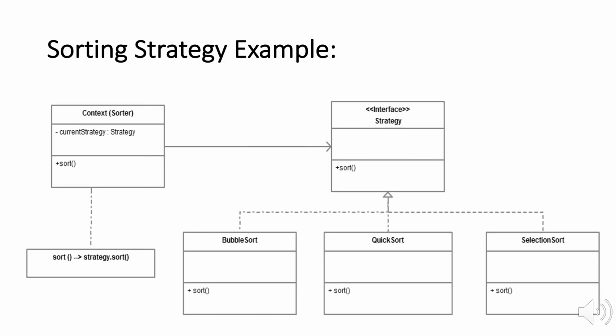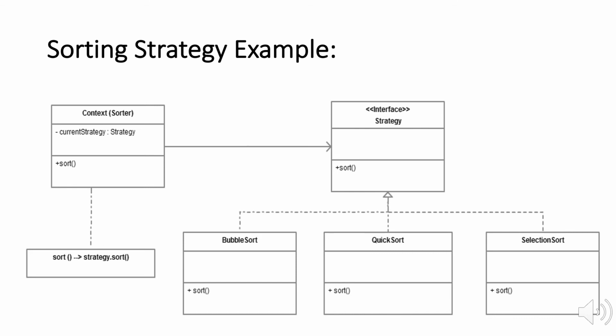To understand the coding implementation of the strategy design pattern, we have taken the example of the sorting problem. Let's say we want to sort the data, and for performing the sorting operation, we have three different logics, three different policies, three different algorithms. One is bubble sort, second is quick sort, third is selection sort. It means we have three different strategies for sorting purposes. And we can set the type of sorting which we want to execute using the context class.